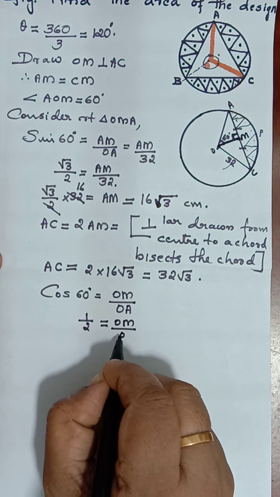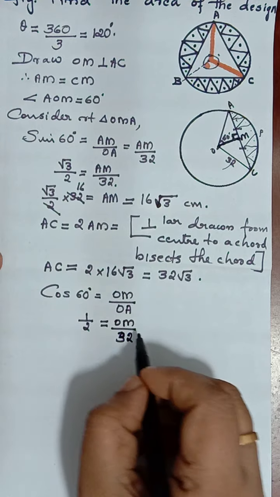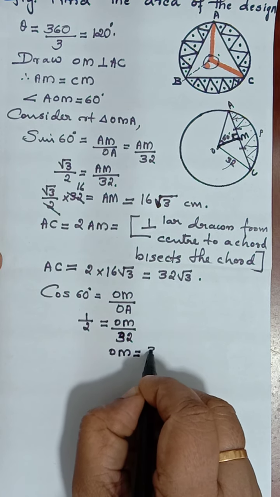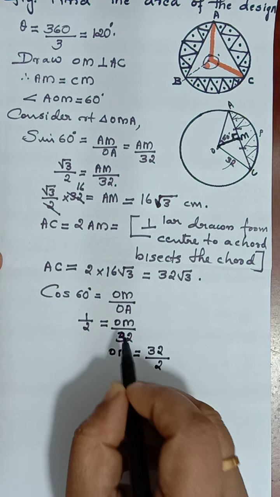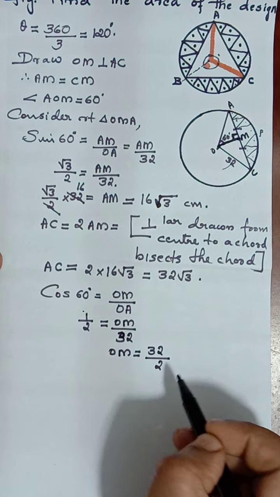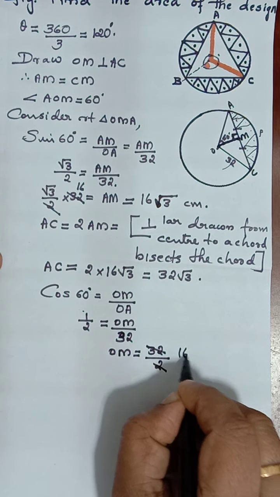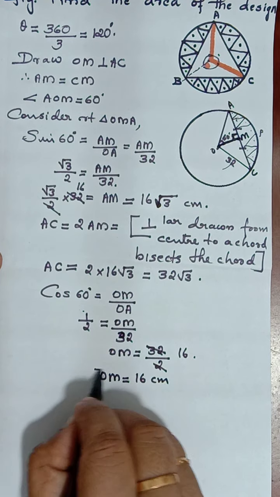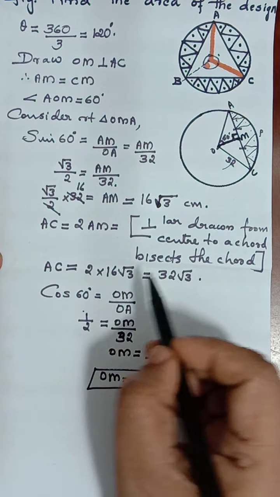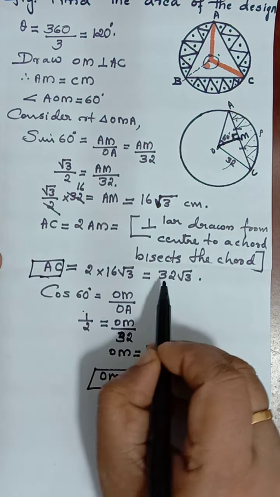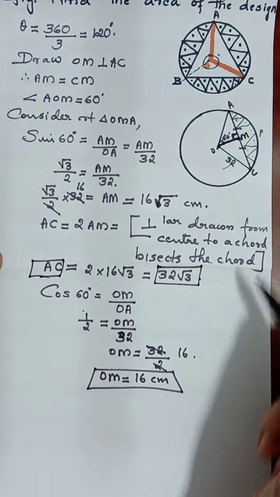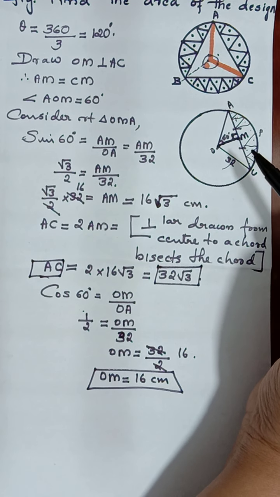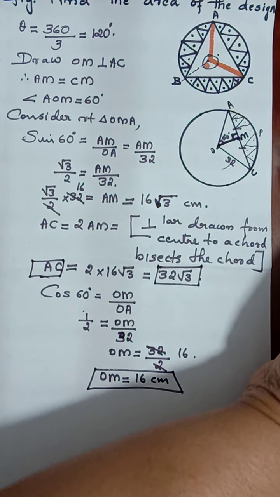So OM we do not know, by OA is 32. Therefore, what is OM equal to? You have to transfer 32 to this side. So OM is equal to 32 by 2. 32 by 2 is 16. So OM is equal to 16 centimeter. So we got the next value also. AC is equal to 32 root 3. Base we got. Height OM also we got, OM is equal to 16 centimeter.